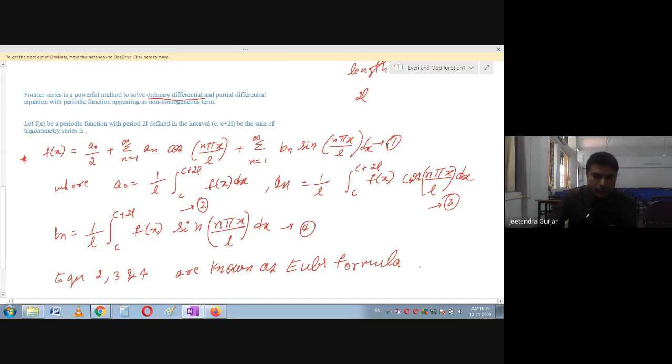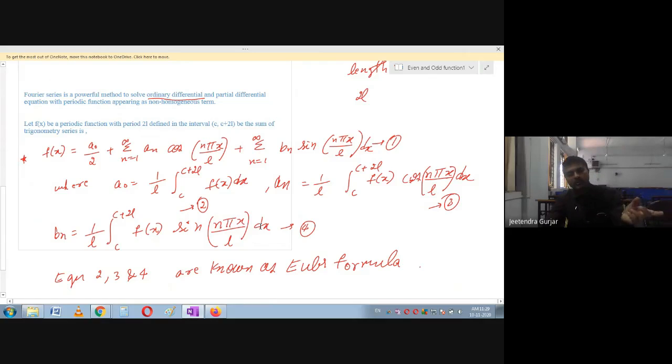Please keep this as equation 1, where a naught is equal to 1 upon L integration c to c plus 2L f of x dx. An is equal to 1 upon L integration c to c plus 2L f of x cos n pi x upon L dx. Right? So please remember this. Similarly, Bn is equal to 1 upon L integration c to c plus 2L f of x sin n pi x upon L dx. Please remember a naught, An and Bn. Throughout these examples, we are going to use this formula. We are going to use a naught, An, Bn according to the interval.